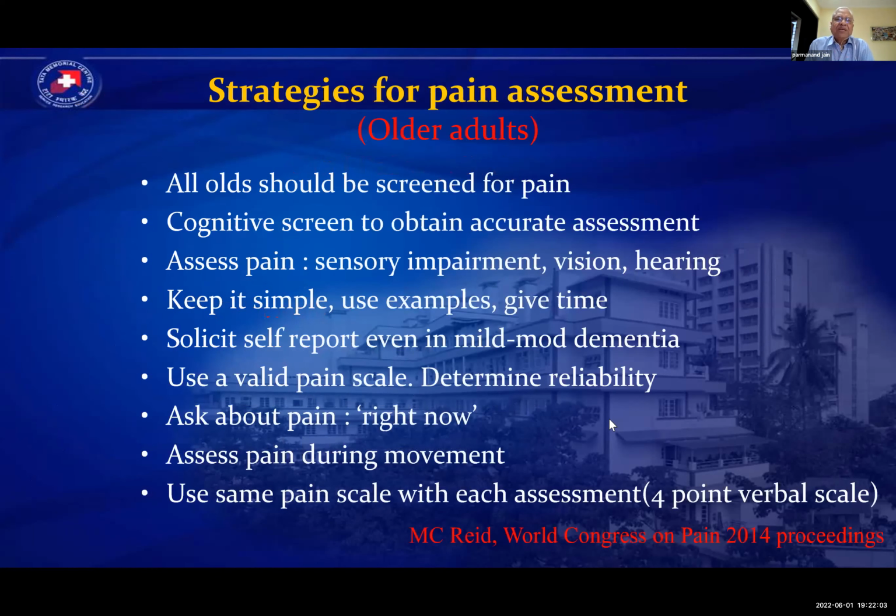So strategies for pain assessment in the elderly population is that all should be screened for pain. Cognitive screening should also be done. Sensory impairment, vision and hearing loss should also be counted, because many may not be able to see your pain scale. Many will not be hearing you properly, not deciphering the meaning of that scale and why you are asking this. So keep it simple, give examples, give time to them, solicit a self-report, and use a valid pain scale, determine the reliability of that scale.